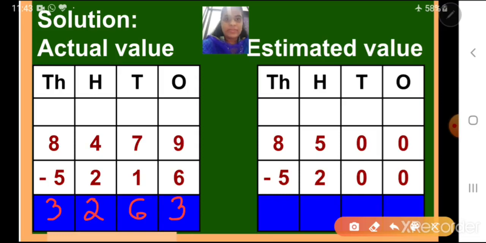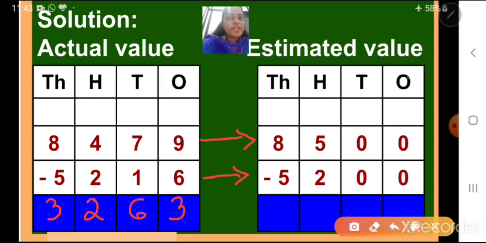Now we are going to find the estimated value. For finding the estimated value, we have to first round off the numbers. Now if we round off the numbers, 8479 rounded off to nearest 100 will be 8500, and 5216 rounded off to nearest 100 will be 5200. After that we have to subtract.